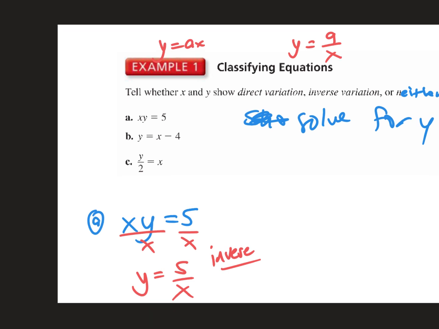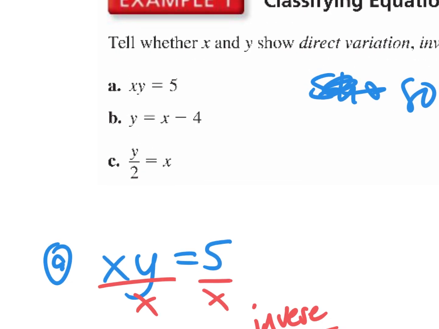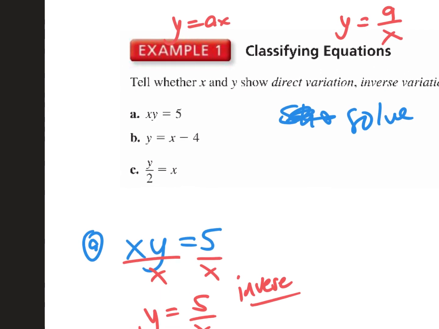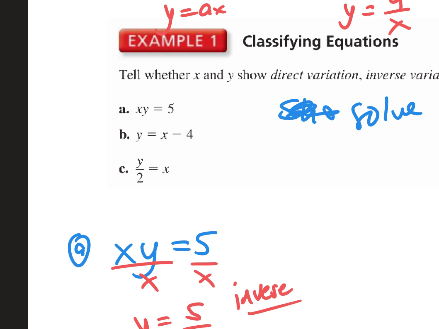Look at B. B's already solved for y. It says y equals x minus 4. Is that direct, indirect, or neither? Direct is multiplication. Indirect is division. So this is what? Neither. Good.